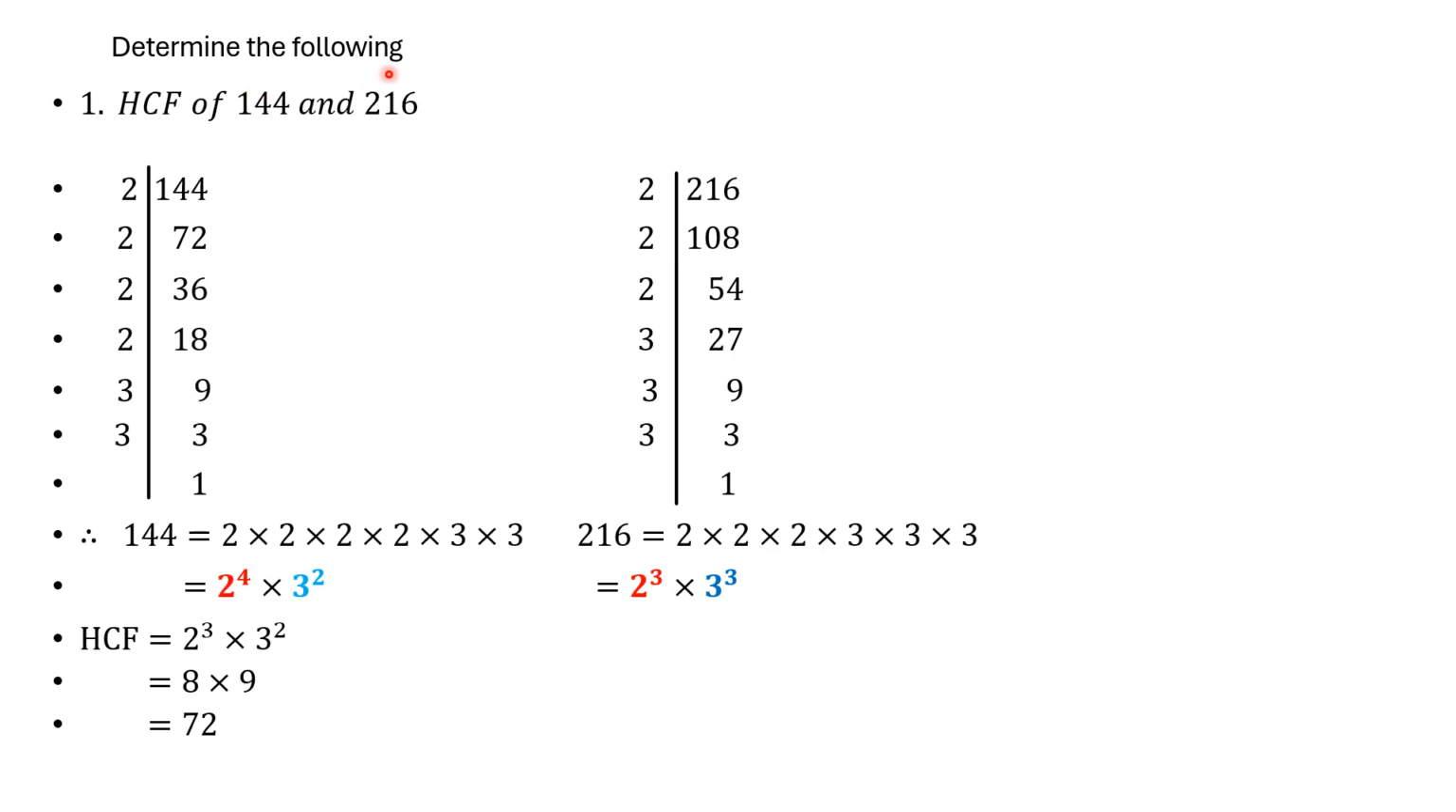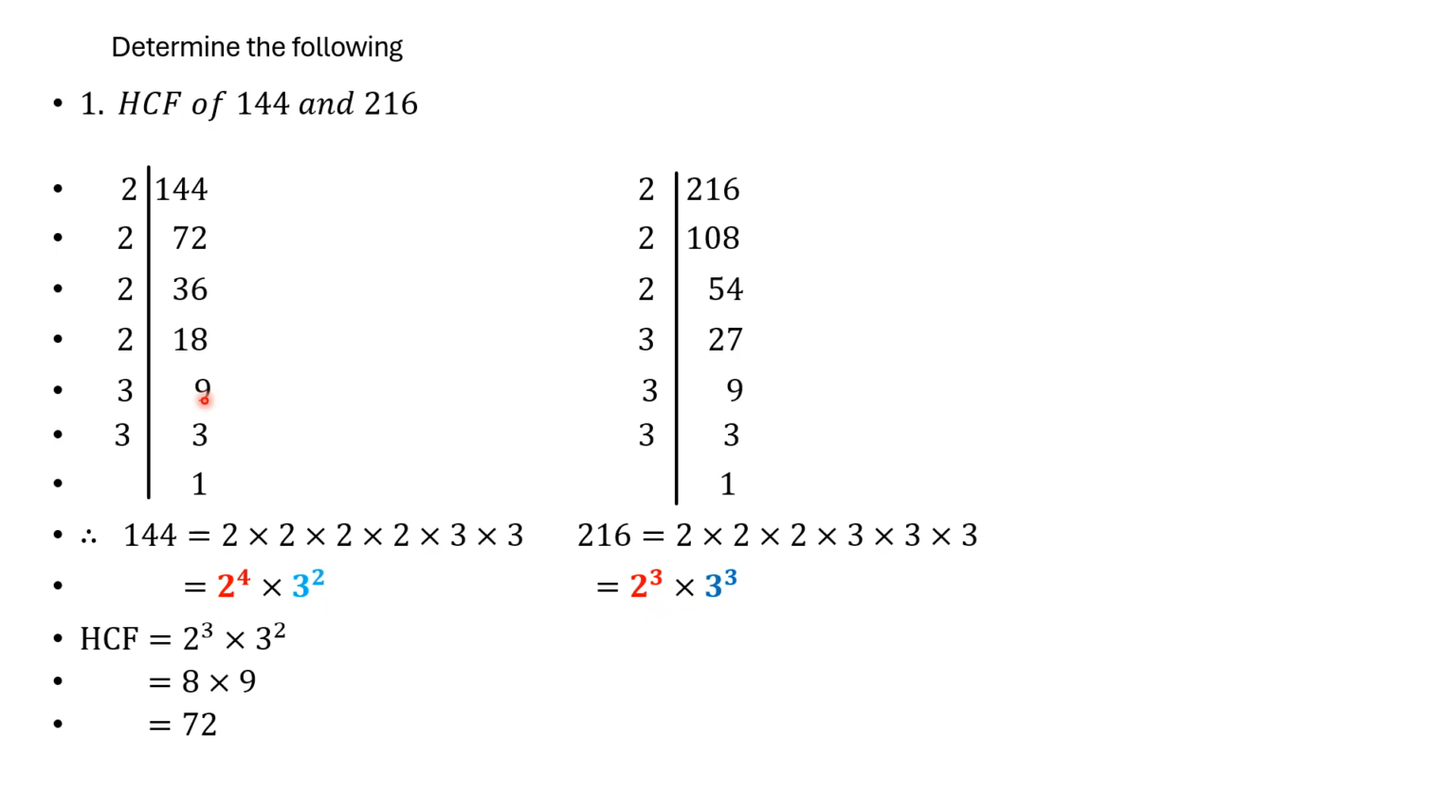So determine the following: the highest common factor of 144 and 216. Alright, so we start first by finding the prime factors. So 144, the lowest prime number that goes into 144 is 2. 144 divided by 2 gives me 72. The lowest prime number that goes into 72 is still 2, so 72 divided by 2 gives me 36. The lowest prime number that goes into 36 is 2, so 36 divided by 2 gives me 18. The lowest prime number that goes into 18 is still 2, so 18 divided by 2 gives me 9.